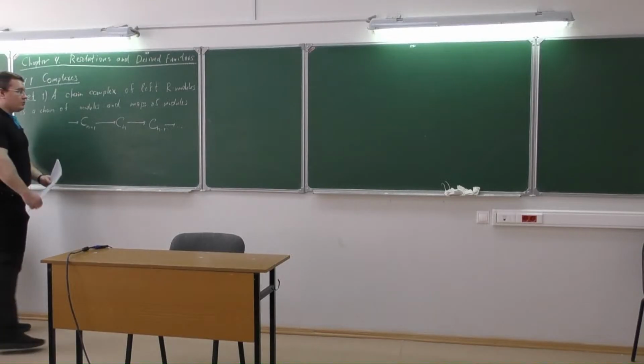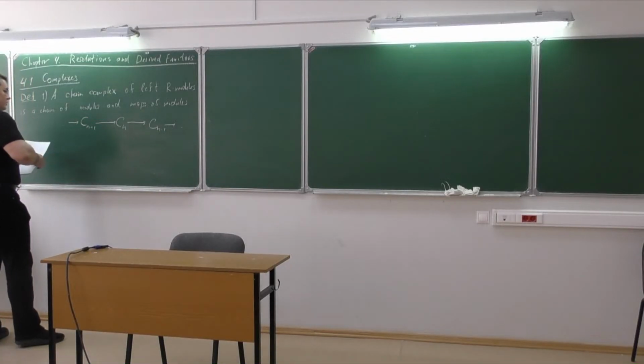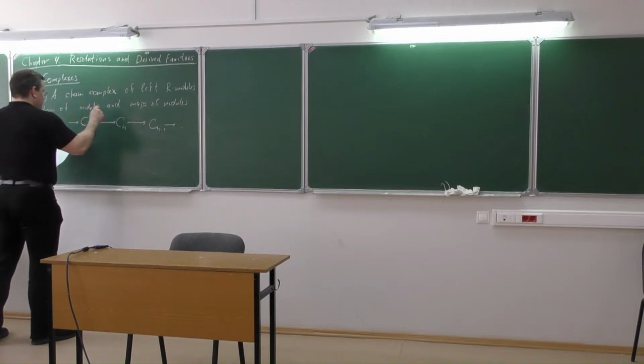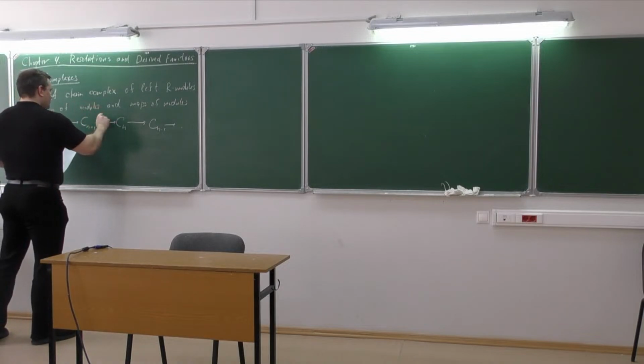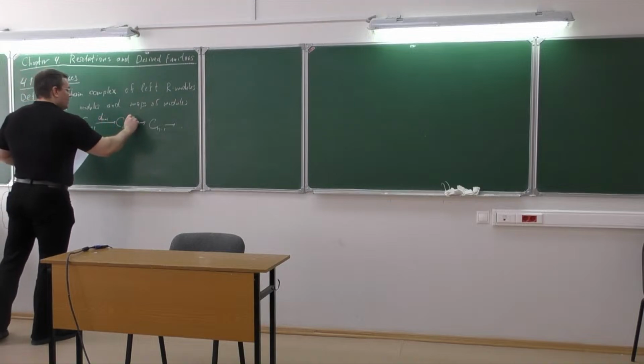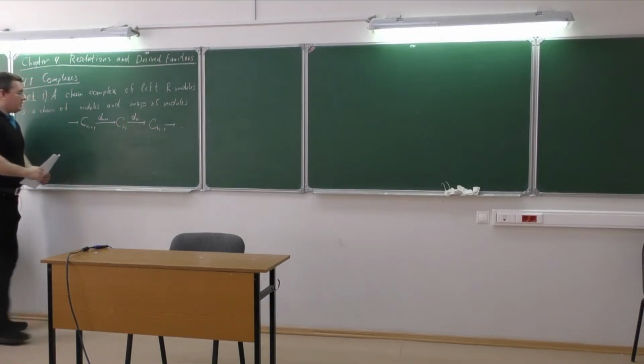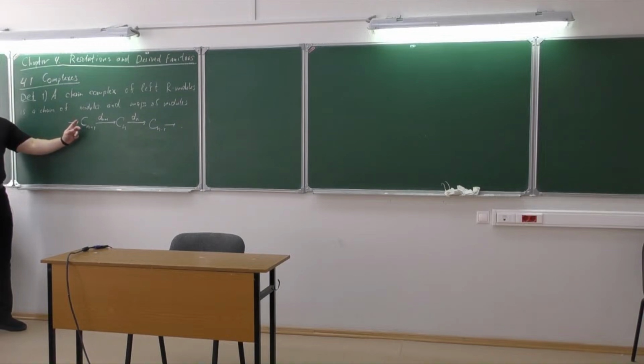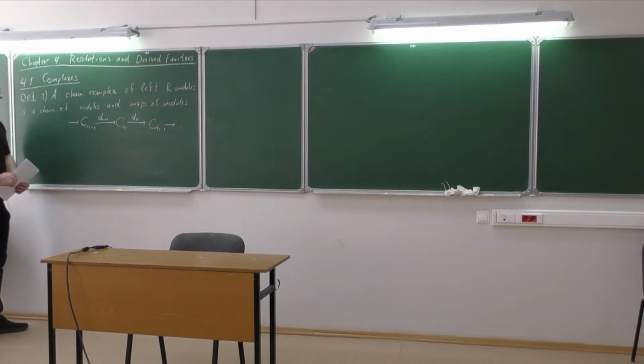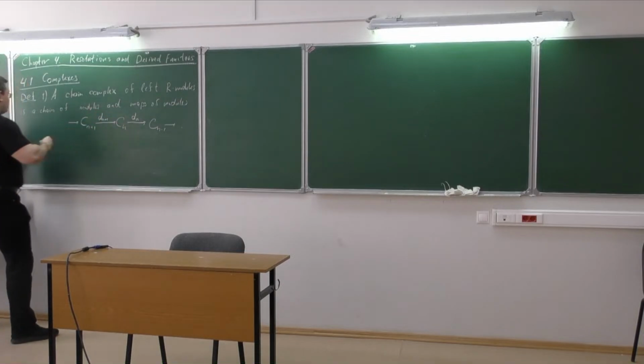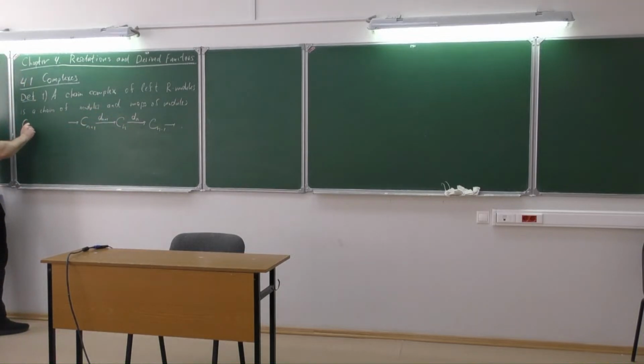Especially for resolutions of modules, but in the definition I don't assume anything. The maps I'm going to call D with a lower index n plus 1, and the index is the same as the source of this map. It's one of the conventions. And if I don't want to present this whole information, just for shortness, I'm going to write something like C with a lower dot.